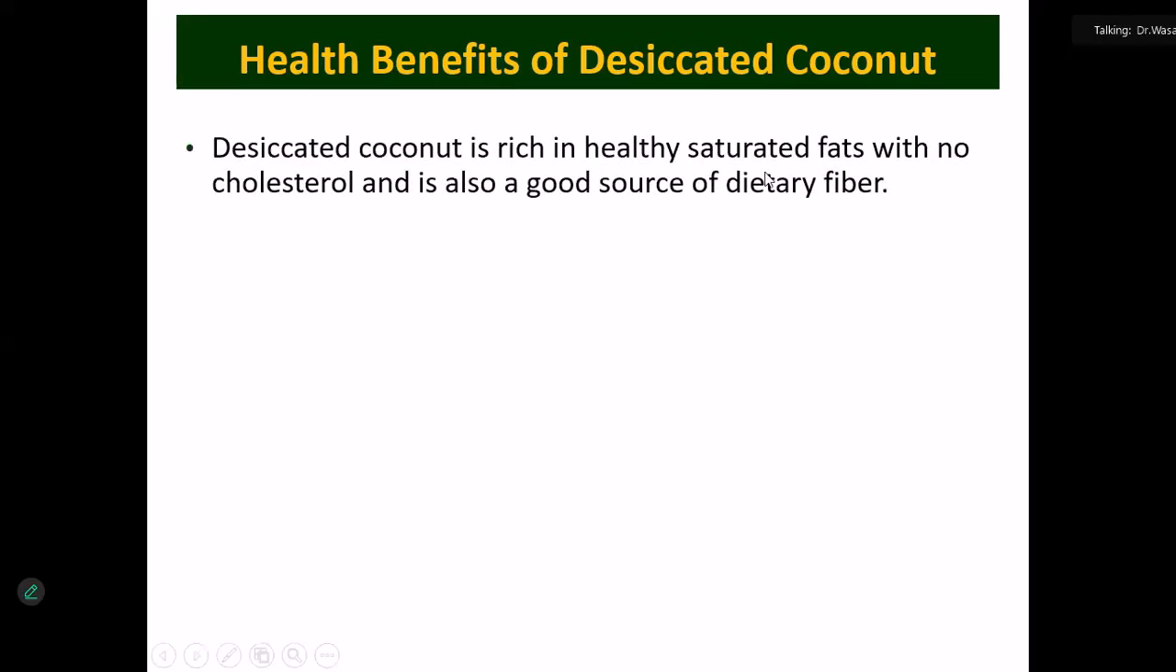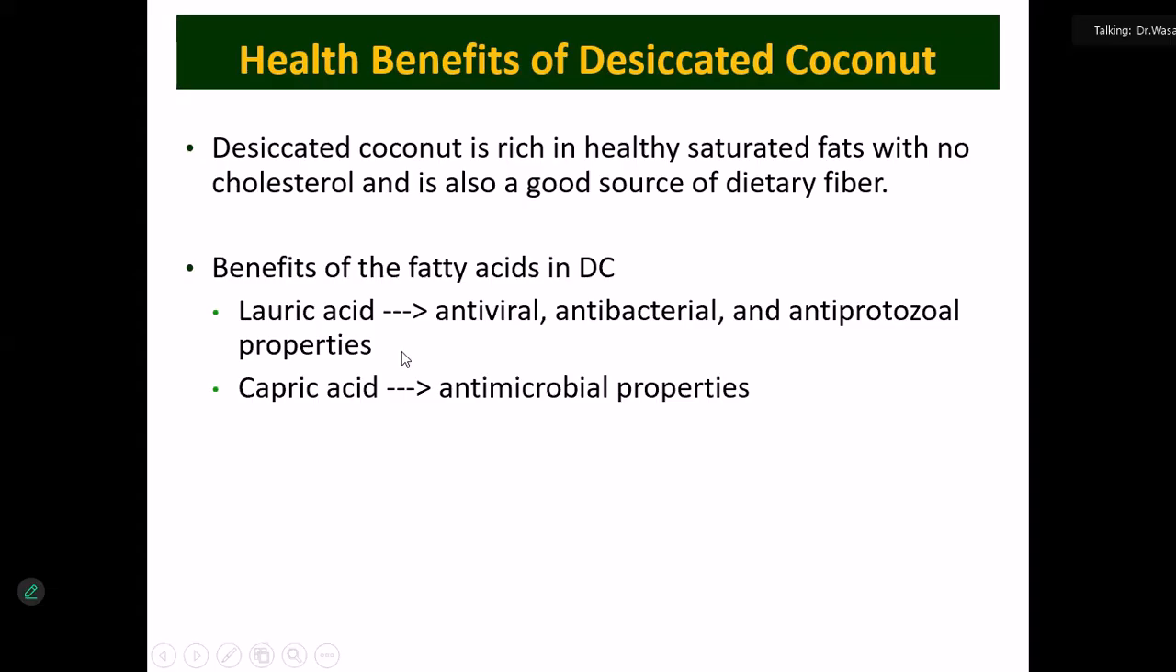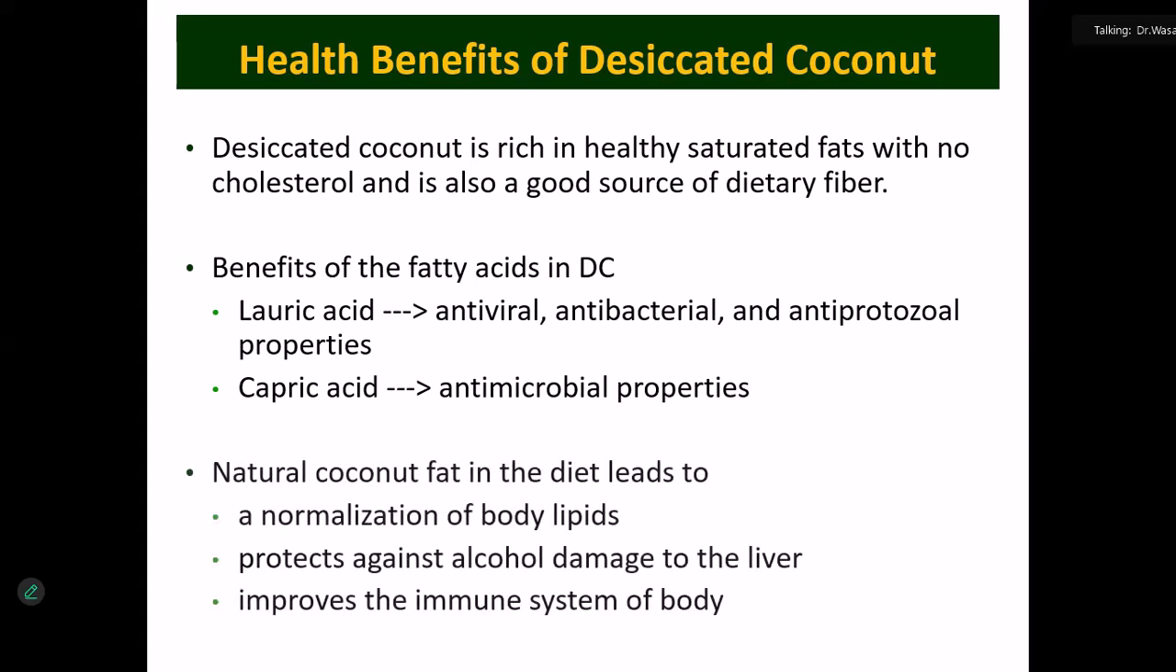That is rich, saturated fat, no cholesterol, a good source of dietary fiber. Lauric acid in DC is antiviral, it acts against viruses, antibacterial against bacteria, antiprotozoal, and antimicrobial. So you can read this one.